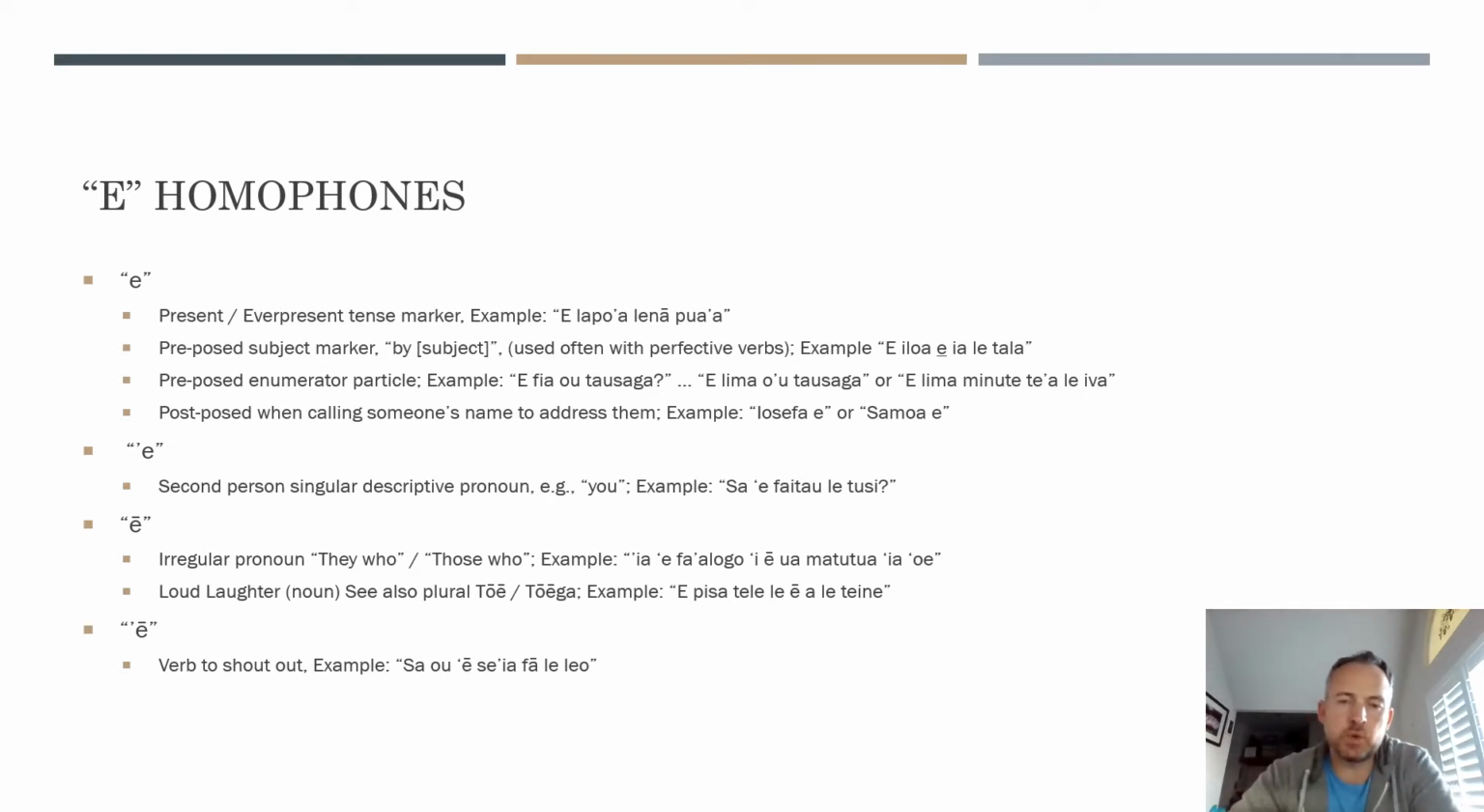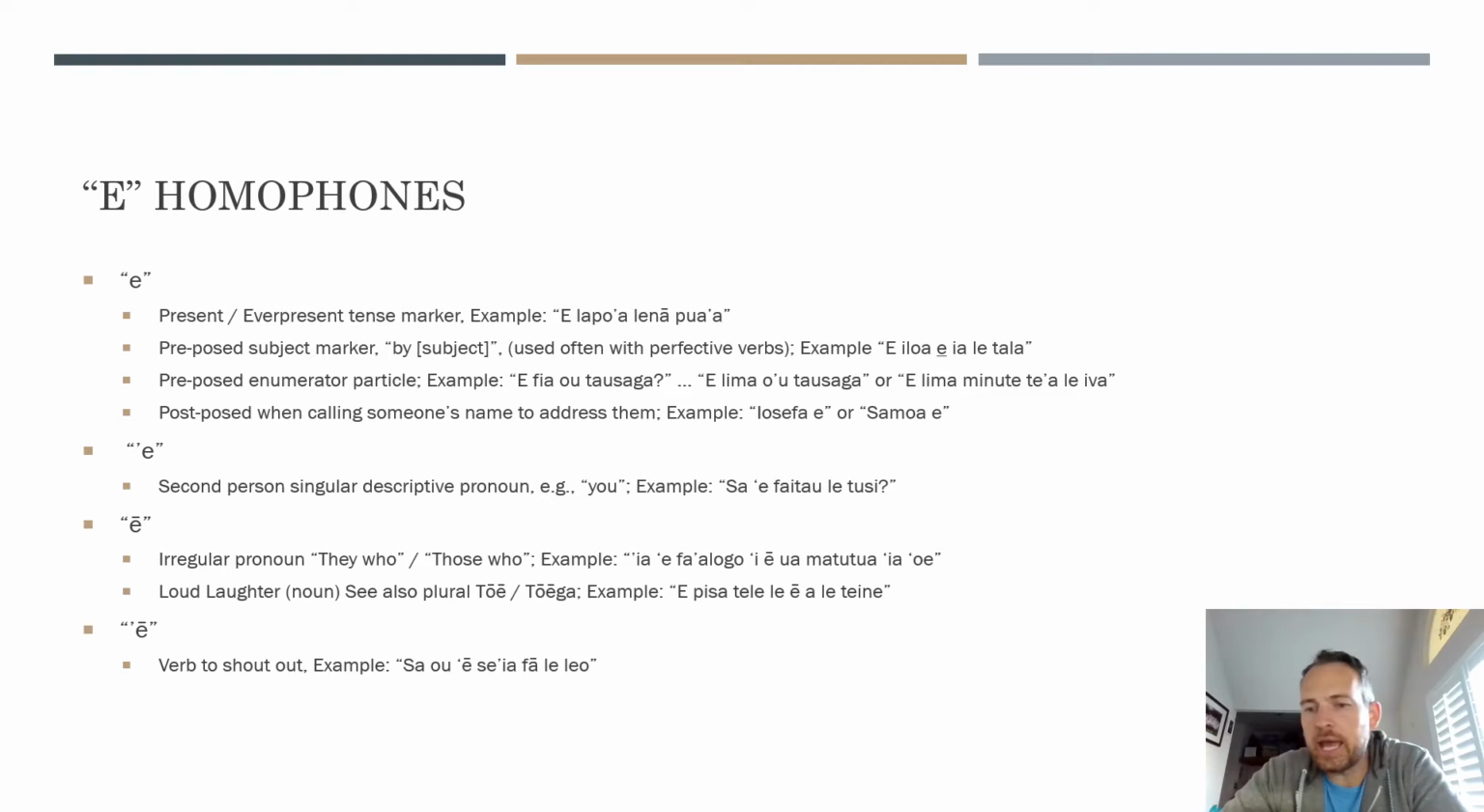We have the same construction in Samoan, and the way that we convey that by kind of meaning is through this particle a, this preposed subject marker. So our sentence in Samoan is e iloa e ia le tala. So e iloa, e is our tense marker there, just like we had in the prior bullet. Iloa is the verb, which means to know. And what you may not appreciate is iloa is actually a perfective verb. And there's a different video that I'll link to up here that talks about perfective verbs. But the point is, using perfective verbs often lends itself to using this sort of passive sentence structure here.